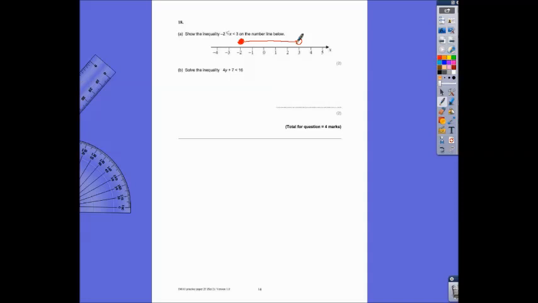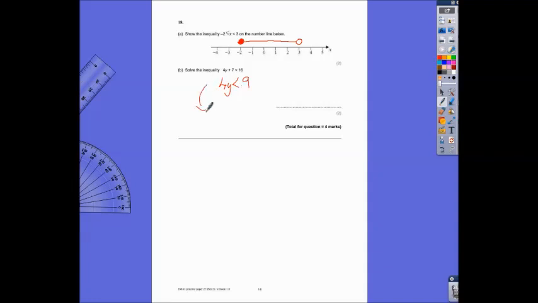Solve the inequality 4y plus 7 is less than 16. So we solve this in the same way as a normal equation. We take 7 off both sides, which will give us 4y is less than 9. A lot of people change this to an equal sign, and that changes what we're doing there. Even though it's done in the exact same way, you can't do that. You've got to keep it as a less than sign.